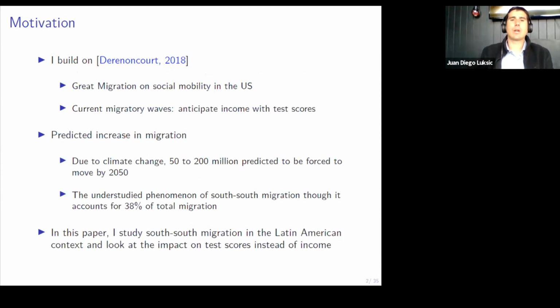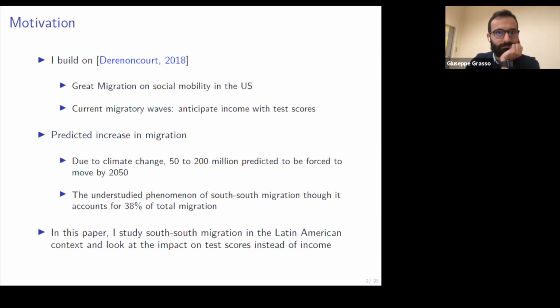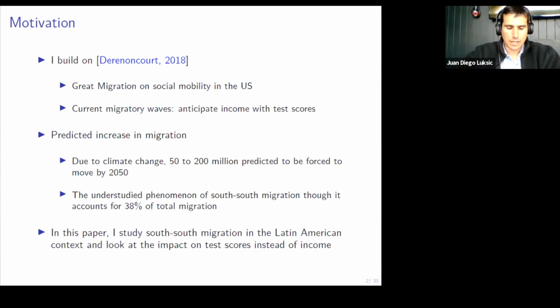First, I would like to motivate this paper with where I got the idea. I got this idea from Laura de Renoncourt. Actually, it was her job market paper also. She studied the Great Migration in the U.S. The Great Migration is a Black migration that started in the 1940s, mostly from south to north, and she realized that this big wave of migrants completely changed the social mobility where those Black migrants arrived.